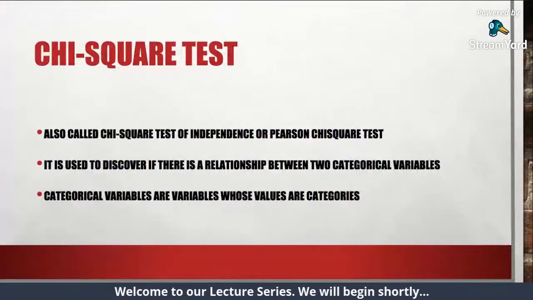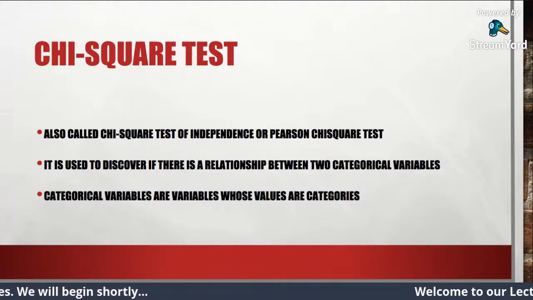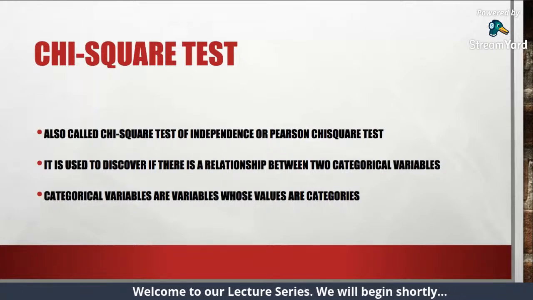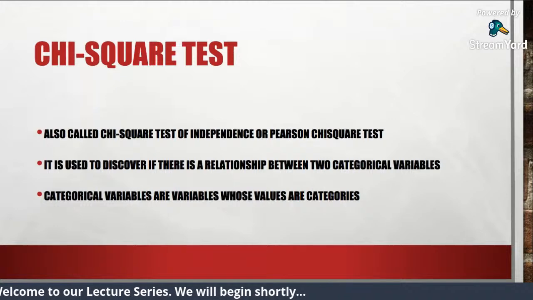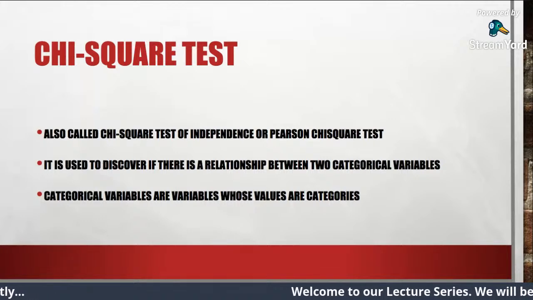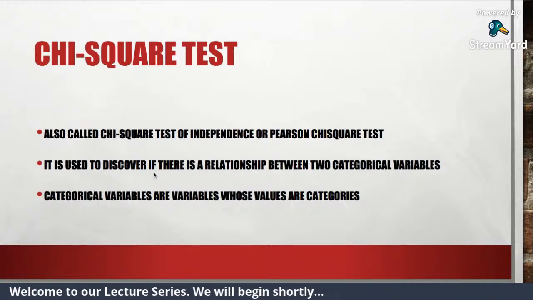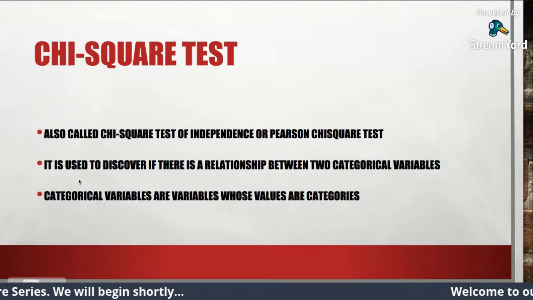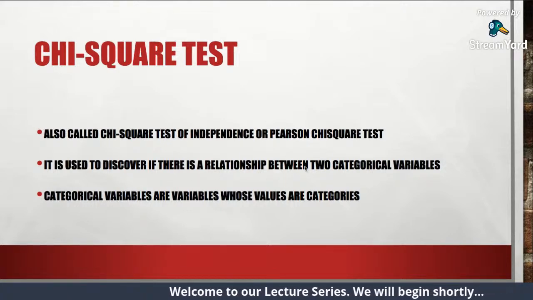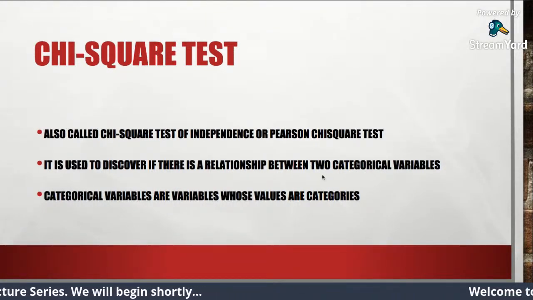Okay, so we start with the chi-square test. This is also called chi-square test of independence or Pearson chi-square test. In your SPSS, when the output is returned in the output window later, you'll notice that it says Pearson chi-square test. So do not confuse this with your Pearson R correlation. This is Pearson chi-square test. Like your Pearson R, it is also used to discover relationship between two variables. But this time, chi-square test requires that the two variables should be categorical variables.